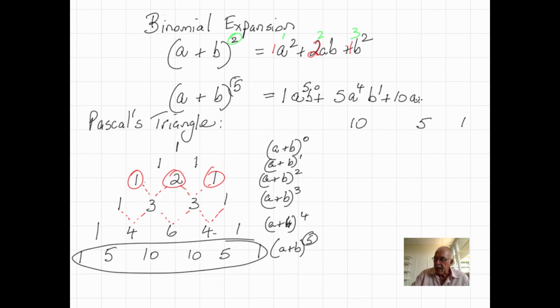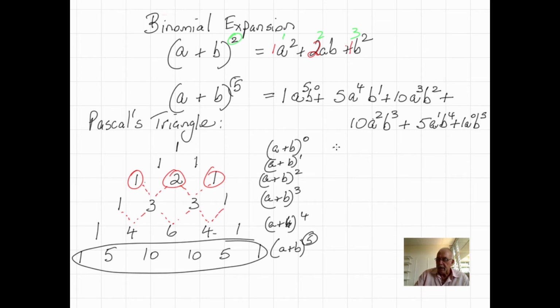And then this will be 10a. Now the powers of a are going down, so we've gone 5, 4, a to the power of 3. Powers of b are going up by 1, b to the power of 2, plus 10. These are going down, and the powers of b are going up. Once again, do a check: 3 plus 2 is 5, plus 5. Powers of a are going down to the 1, b to the power of 4, plus a to the power of 0, and the b's go up, so b to the power of 5.